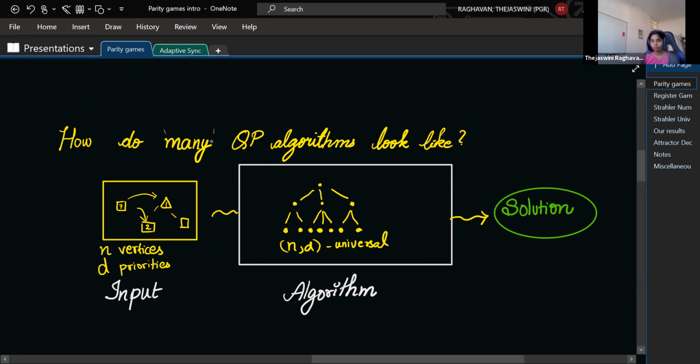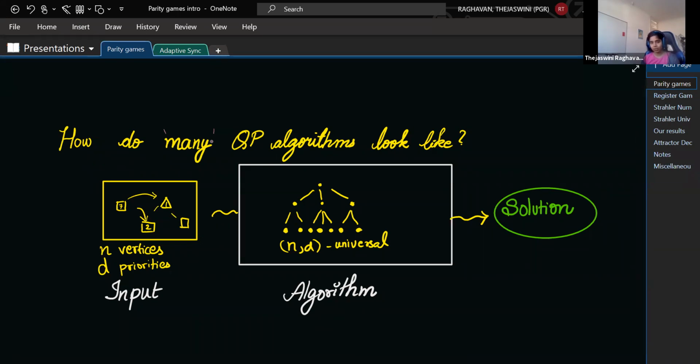They take as input a parity game with, say, n vertices and d priorities. When they run, this algorithm has embedded in it something called a universal tree, and uses this universal tree as an underlying search space to produce a solution. You might wonder why I started talking about parity games and now I'm talking about trees.